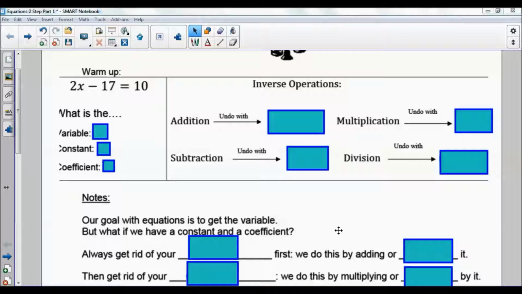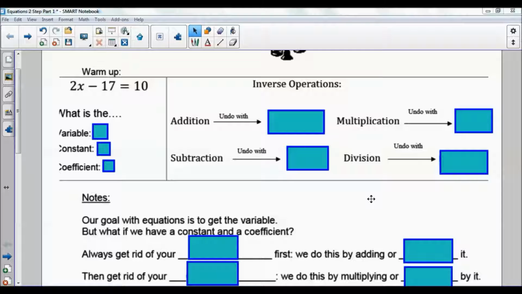Okay, so we're going to do a lot of different examples of two-steps today, but we're going to start with a warm-up. The first thing our warm-up shows us is an equation, and then it asks which one is the variable, what is the constant, and what is the coefficient. Take a few minutes, try answering those questions, and also what inverse operations are. Once you're done, you can unpause the video and check to make sure that you were right.